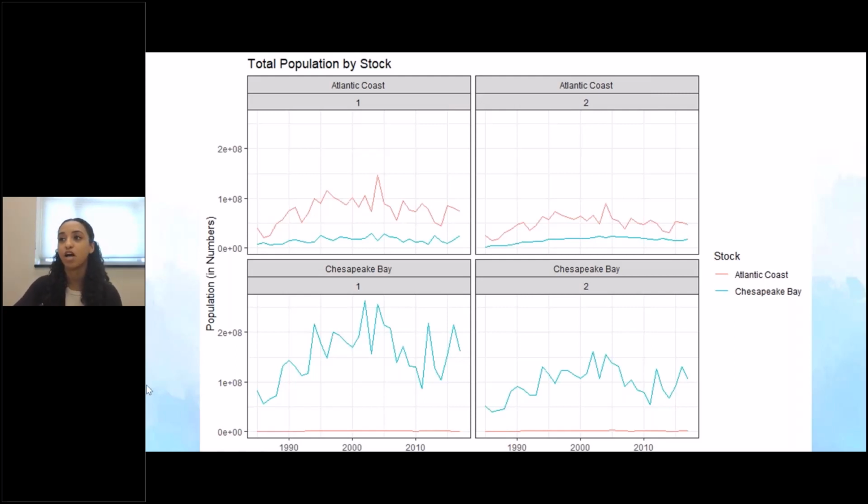If you actually plot out the adult fish, or age 7 and above, you'll start to see in the Atlantic coast region, the Chesapeake Bay stock will be much higher than the Atlantic coast stock, which is what we expect and what our studies suggest.